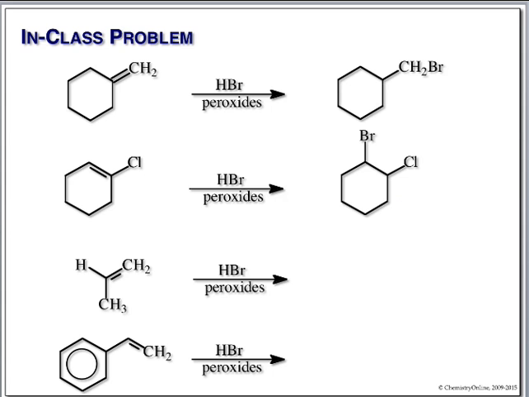This one is trivial. We have a primary carbon and a secondary carbon. We want the radical on the secondary carbon, so the bromine will go to the primary carbon. Once we have formed the radical, we will simply abstract the hydrogen, and that's our final product.